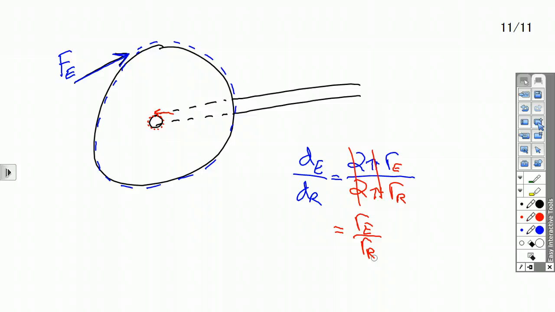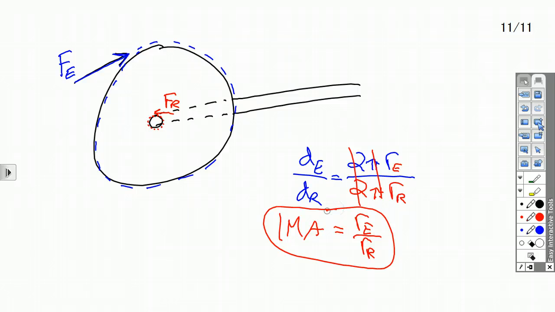But this effort and this resistance can switch. If this was a car, the drive shaft would be turning the axle that the wheels are on. So the red would be your effort, and the actual car wheel would be your resistance from the ground that's holding it back. So these can switch depending on what's driving what. So look at what the situation is like. But your ideal mechanical advantage will compare the two radii or compare the two diameters, whichever way you look at it. And that finishes 5 and 6. Yep, that's everything.